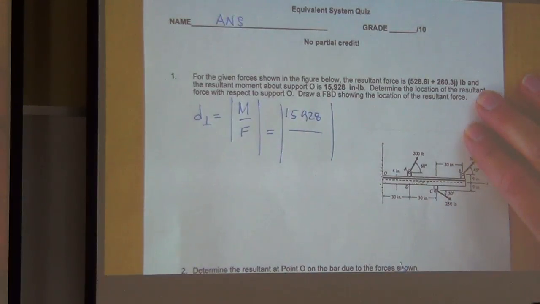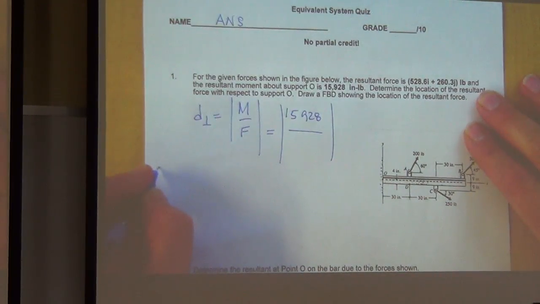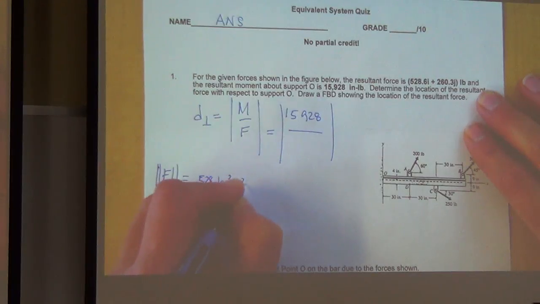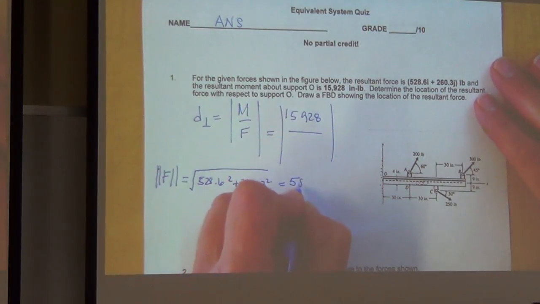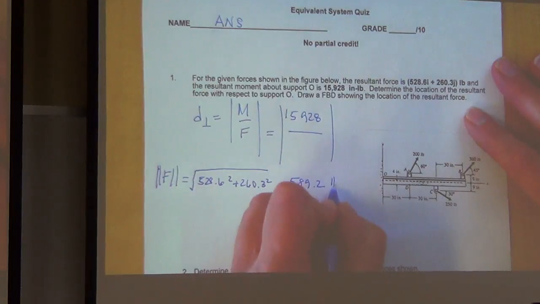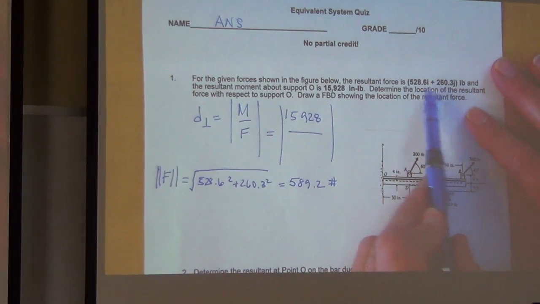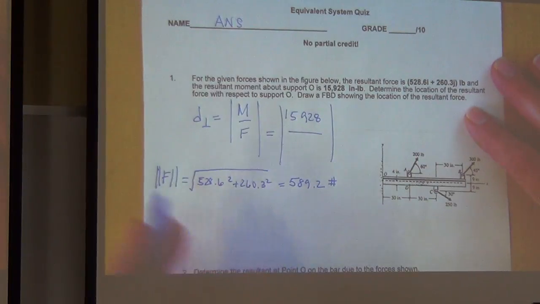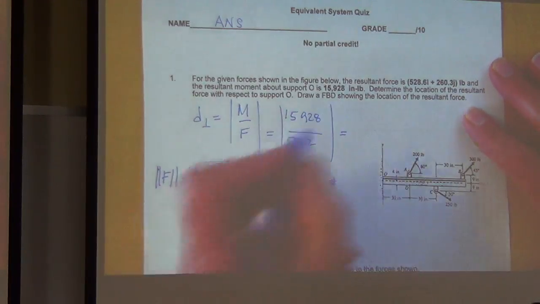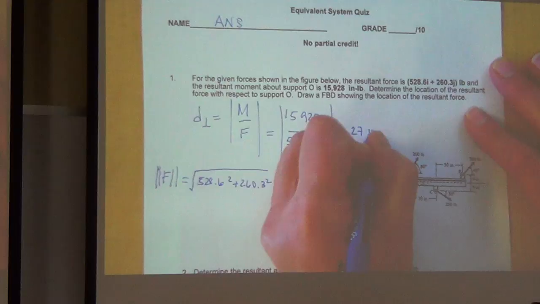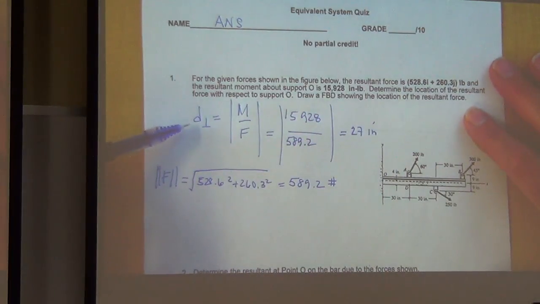Mike, do we need to do something with the force, or should I put it in vector form here? I need to find the magnitude. So how do I find the magnitude of the force? 528.6 squared, 260.3 squared. Does anybody remember what number they got? 589.2. 589. How does that sound? Okay. So we got the force in vector form, so we had to turn it into a magnitude. And then we put that number up here. And what value did you get? 27 units. Okay.